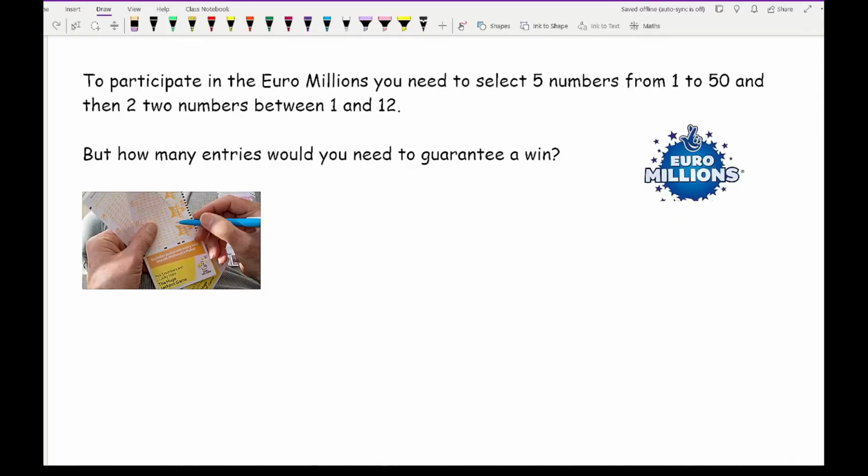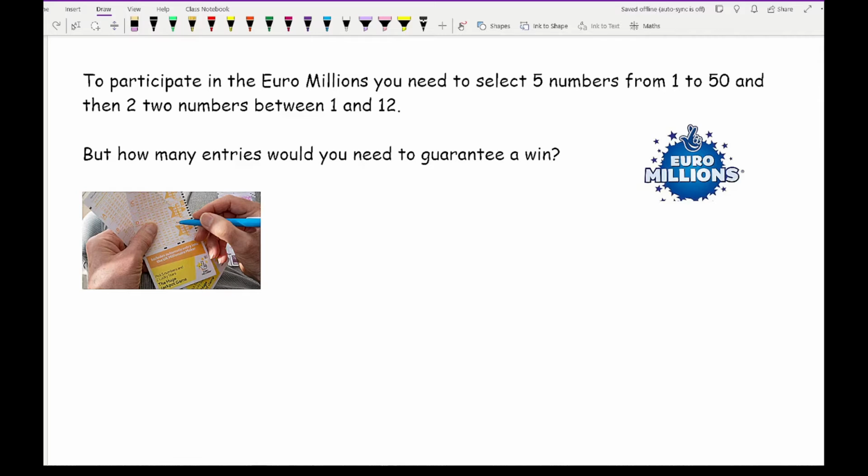Now, as an example, to participate in the Euro Millions, you need to select 5 numbers from 1 to 50 and then 2 numbers from 1 to 12. Now, I know often the Euro Millions gets advertised, whether you're going to a shop or on TV, where it says the estimated jackpot is 88 million or 56 million, or even goes into hundreds of millions, so like 130 I think is a record.